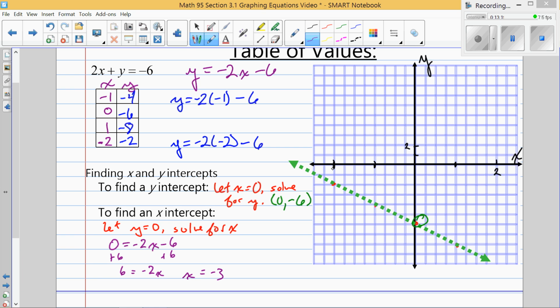If you look, if I were to project where this x-axis intersects this line, it looks like it's going to happen right at x equals -3. So our x-intercept would be -3 and 0. And that would happen right about there, roughly.